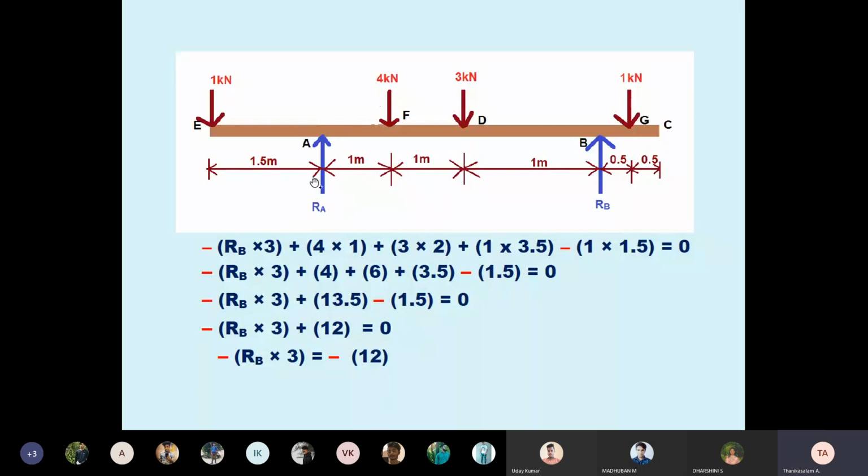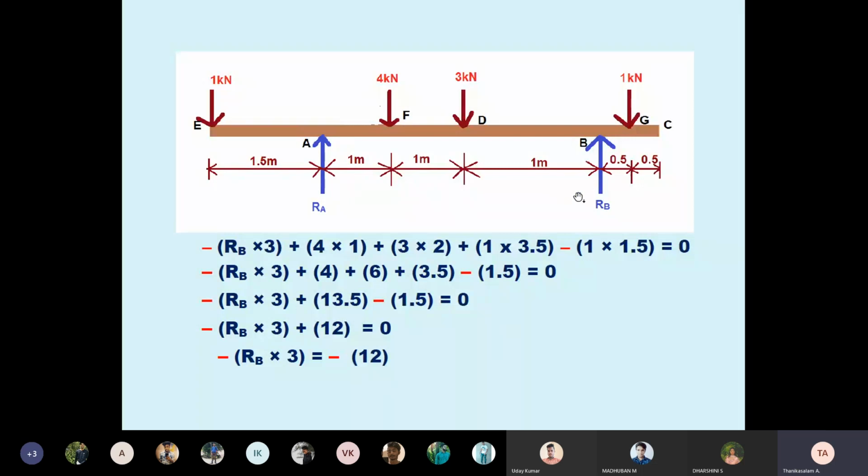What is moment? Moment means force into perpendicular distance. There are two types of moment, clockwise and anti-clockwise. How do you identify clockwise, anti-clockwise? You see the arrow mark. Now I am taking moment with respect to A. Therefore, RA does not give moment. So neglect RA. Consider other forces.